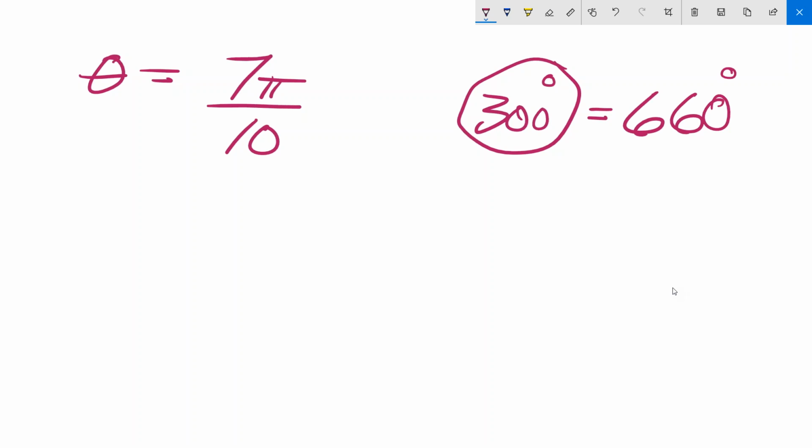Now give me a negative angle that's coterminal to 300. What are you going to do? Okay. That's how you do these.